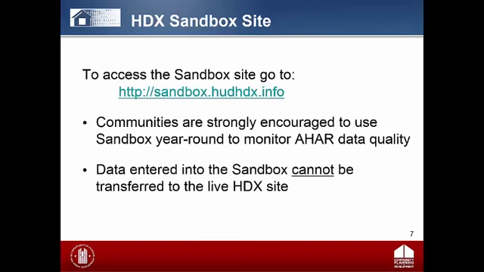Another valuable resource is the HDX Sandbox Site. The Sandbox is a dummy HDX site that was designed for public viewing, testing the AHAR data collection screens, and generating and testing uploaded files. The site is available at sandbox.hudhdx.info, and communities are strongly encouraged to utilize the sandbox year-round to monitor AHAR data quality. However, data entered into the HDX Sandbox site cannot directly be transferred to the official live HDX site for AHAR submission.